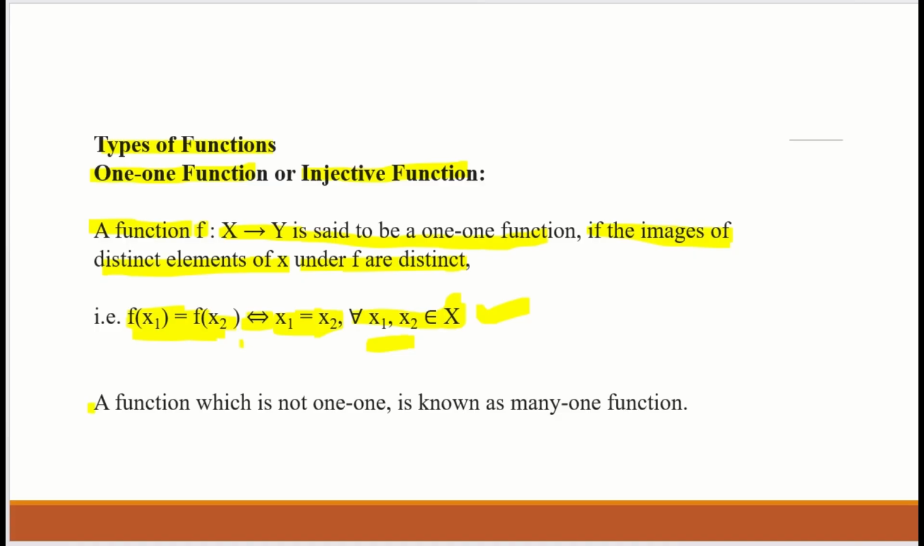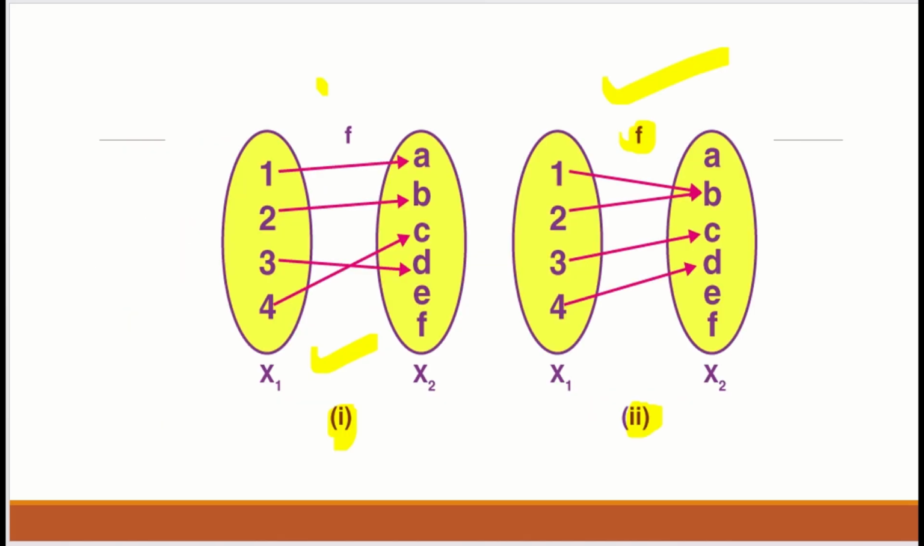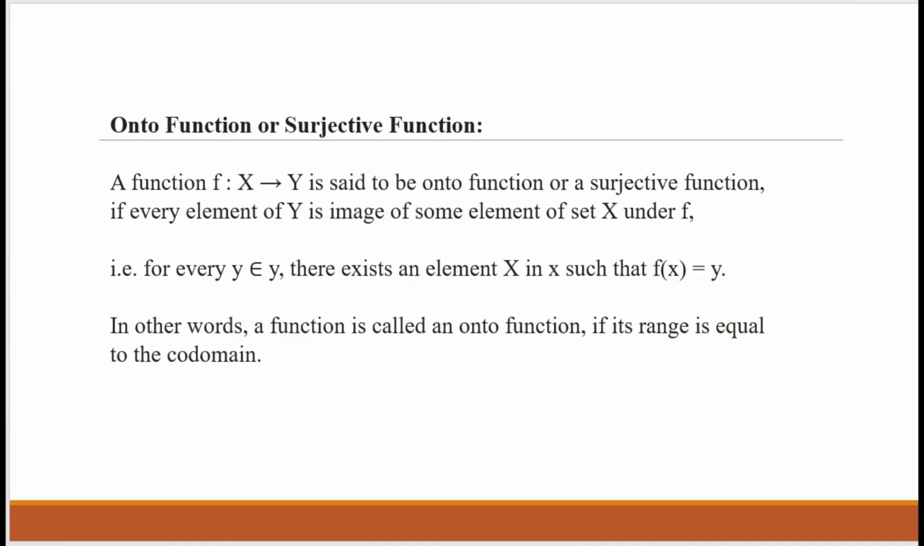Then a function which is not one-one is known as a many-one function. Already I told that this is a one-one function. This is not a one-one function, but it is a many-one function. Next, onto function, otherwise surjective function.